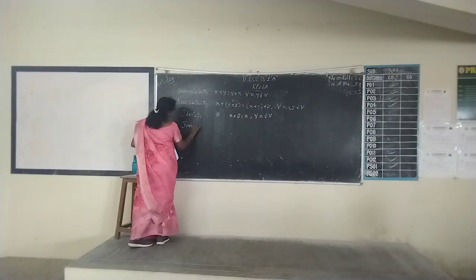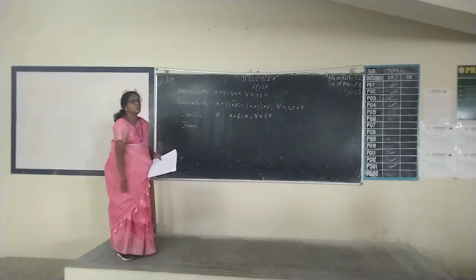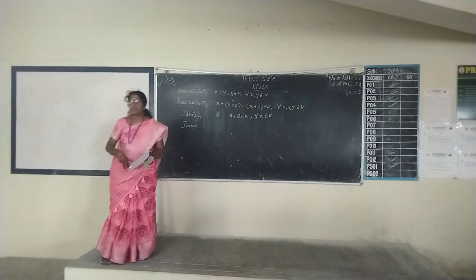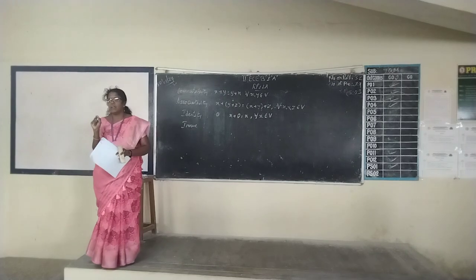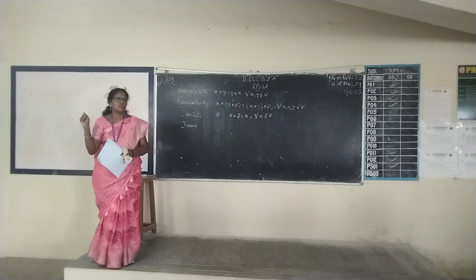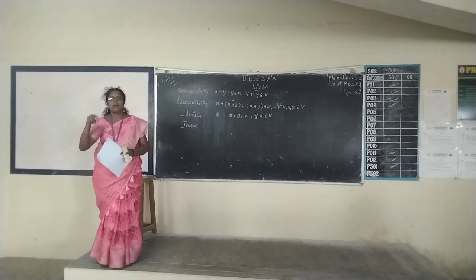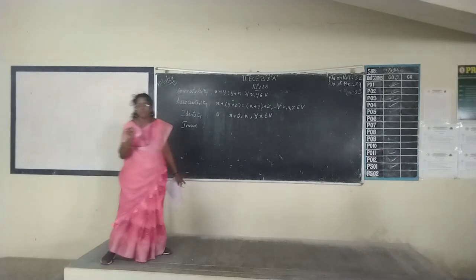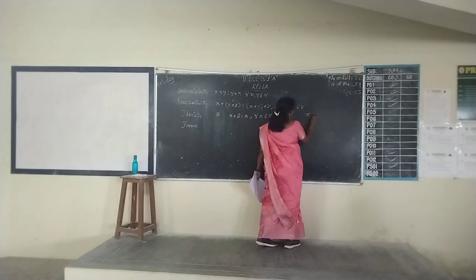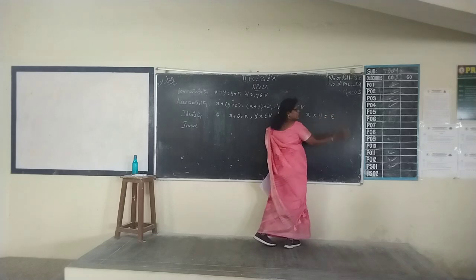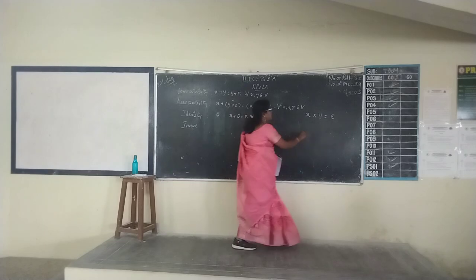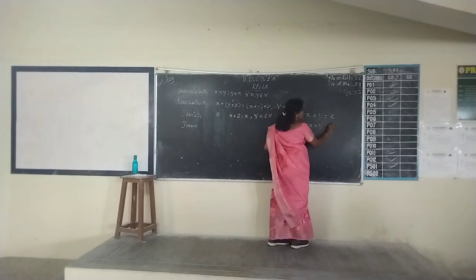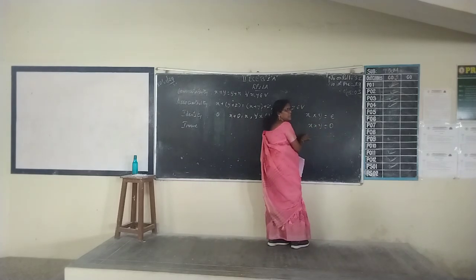Next one is called the inverse. What is the meaning of inverse? We add or multiply one variable with x, and the resultant answer should be the identity. Then we can call the second variable the inverse. For example, x into y should be equal to the identity element e. Here the identity element is the 0 vector, so x into y should be equal to 0. If we are able to find one value like this, then y is called the inverse of x.